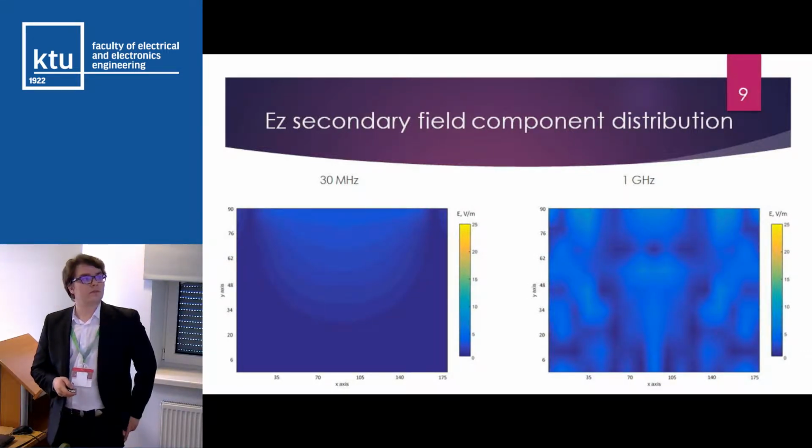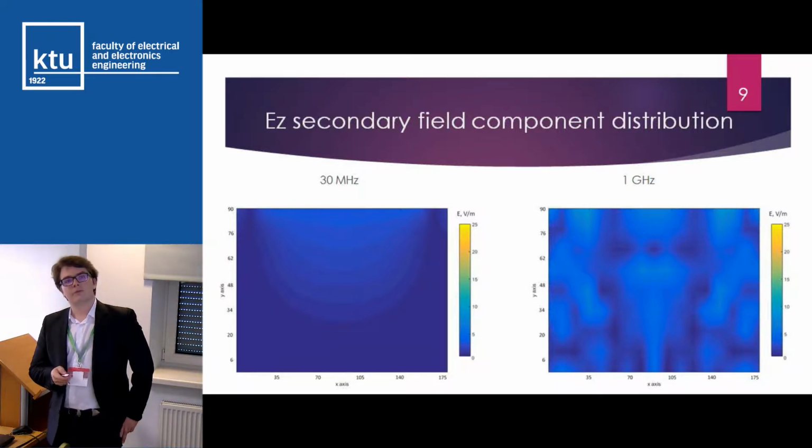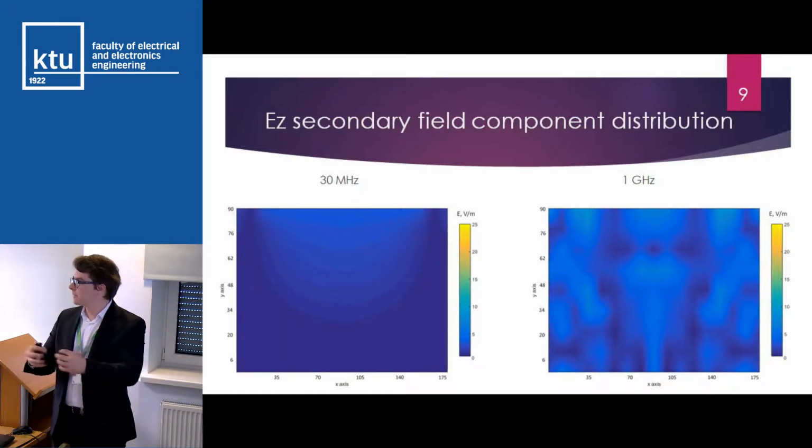The same with the EZ axis. The EZ axis is a little bit lower as well, and it works the same. At 30 megahertz it is very stable, but for higher frequencies it is reflecting as well the currents in the septum plate.